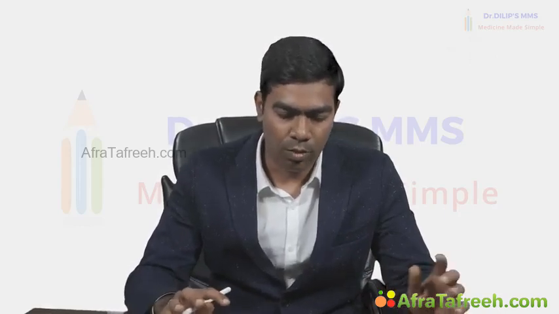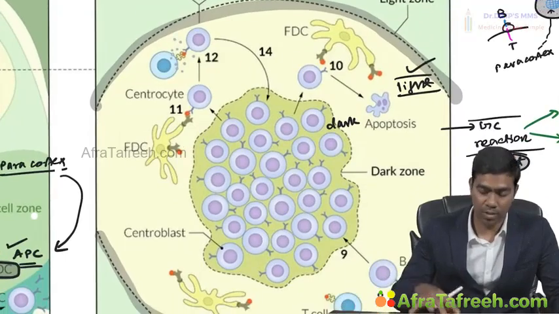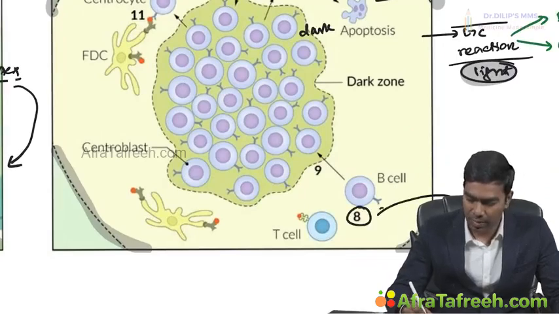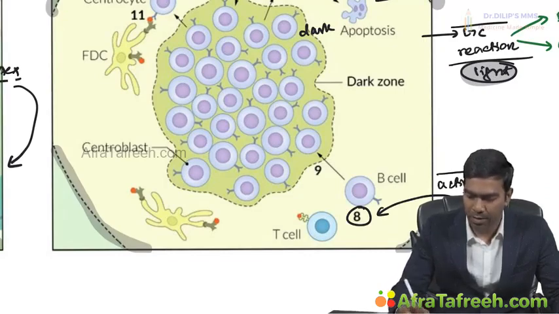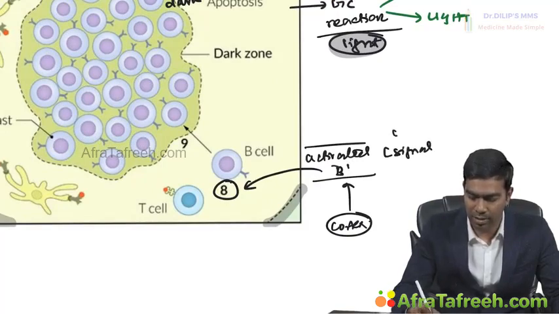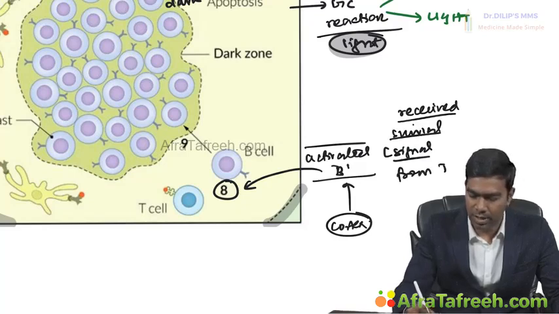So what happens in this particular area is where the B cells are getting activated. I told you already, these are activated B cells that are coming in from the cortex. Remember, the activated B cell has received a survival signal from the T cell in the cortex paracortex interaction.